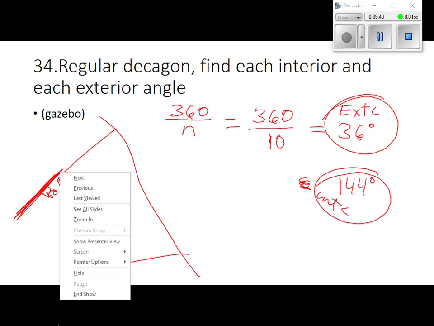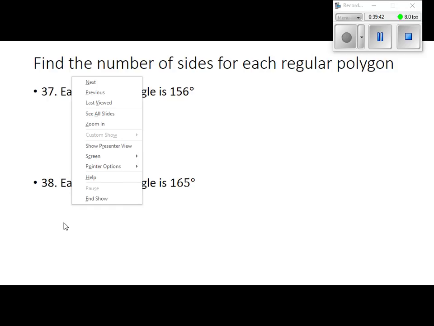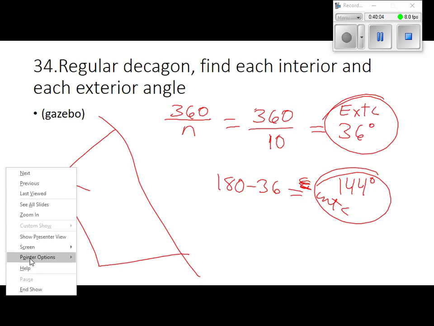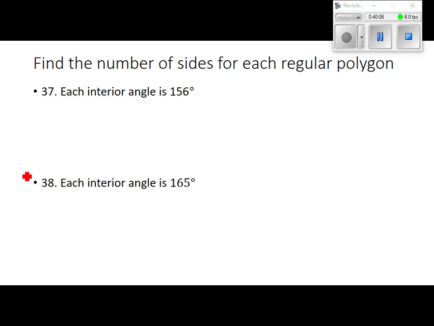Everybody got that one? No? So to get this 144, we just take 180 minus 36. That gives us each interior angle. We found the exterior angles first, then found each interior angle. Might be easiest to find each exterior angle first. These are a little tougher.